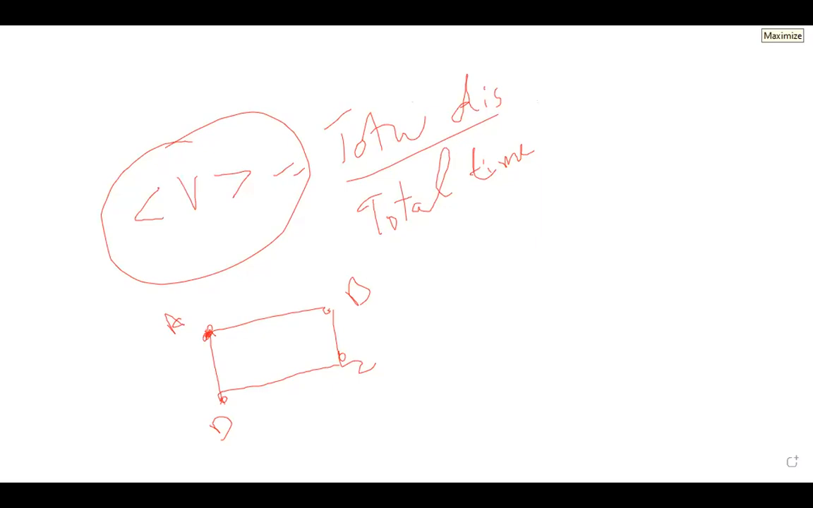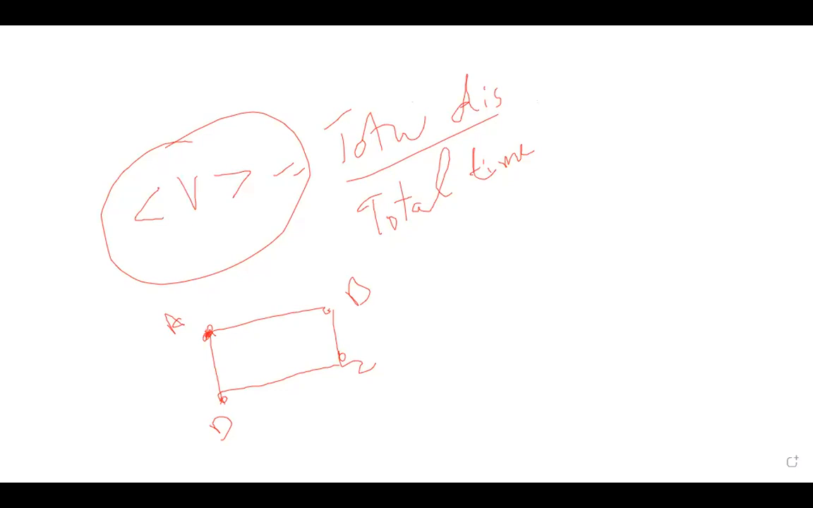Then what is the average velocity? 0 divided by the time taken. Then the average velocity will also be 0. So the velocity is related to the displacement and speed is related to distance. Got it?